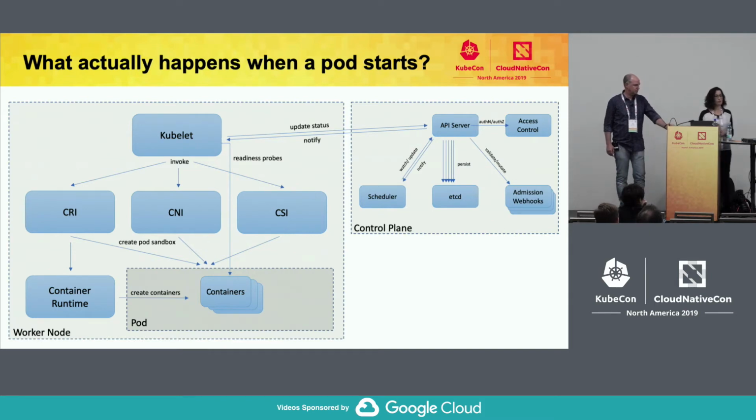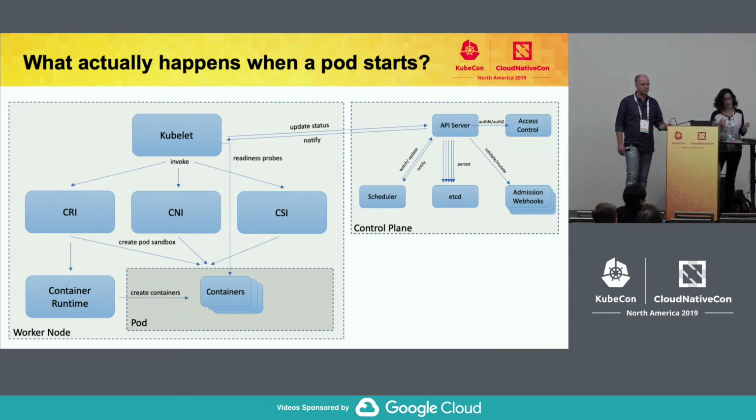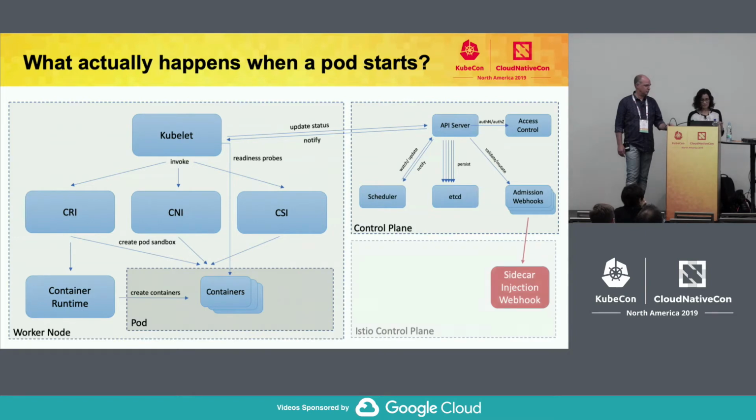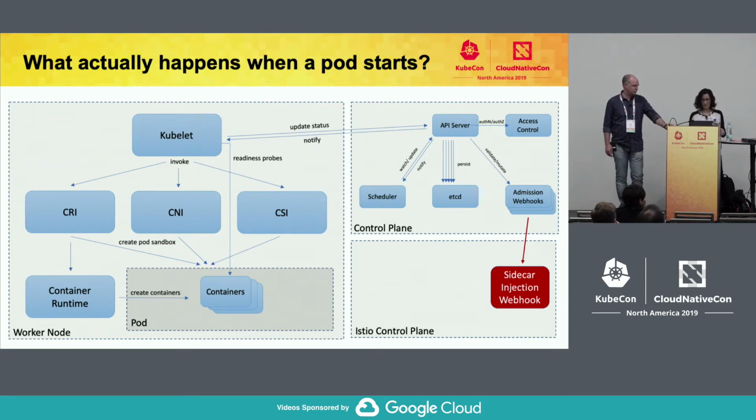So let's see how Istio comes into the picture. Let's go back to the diagram that we saw before. What is Istio adding? Istio adds, first of all, the sidecar injection webhook, which is responsible for adding and injecting the Istio-specific machinery into the pod definition. We will see later that it is adding the Istio proxy sidecar as one of the pod containers.